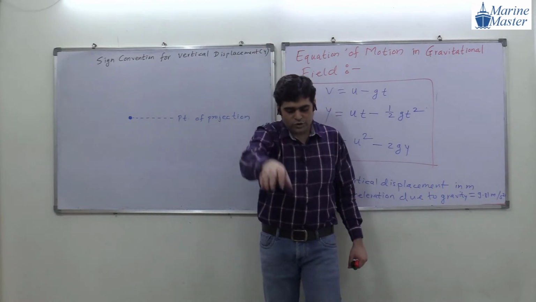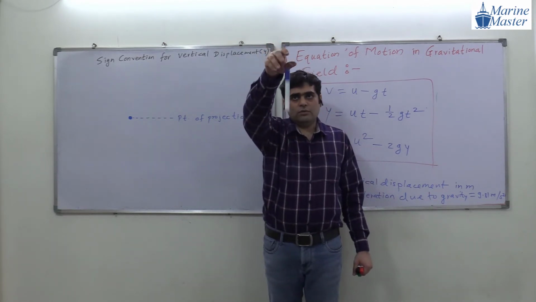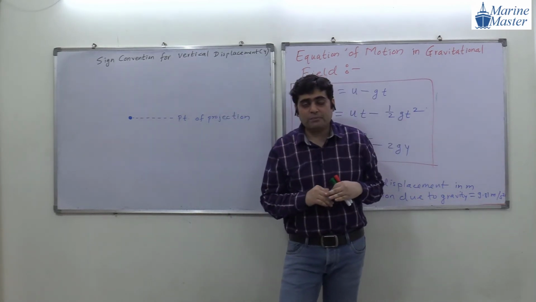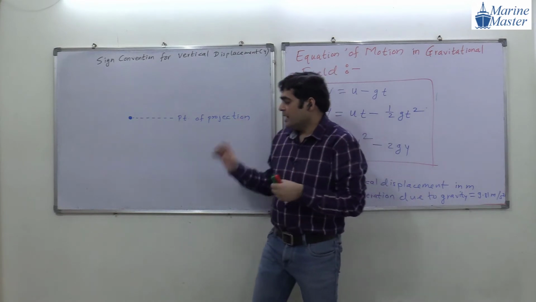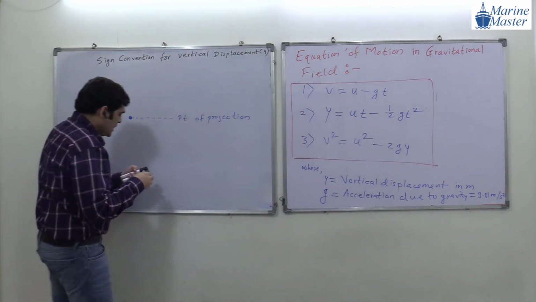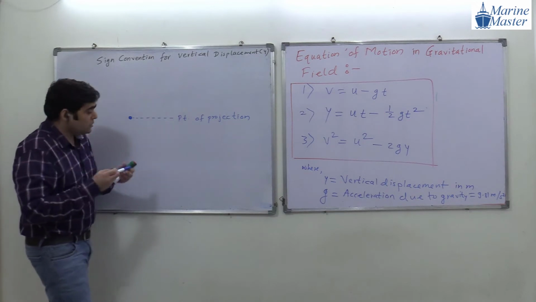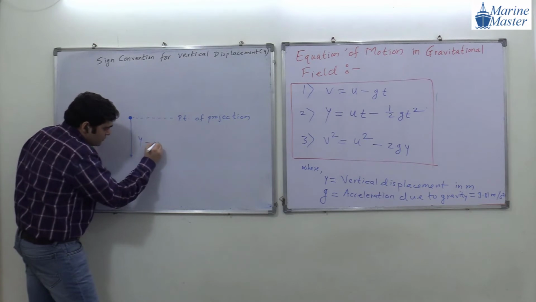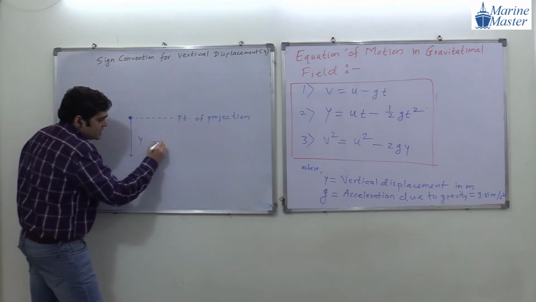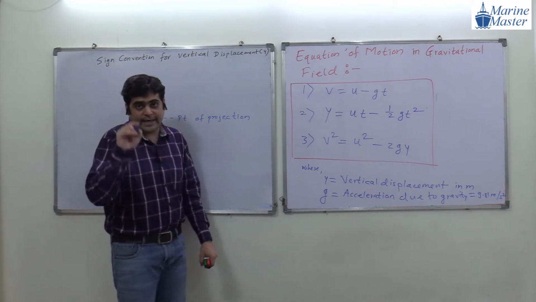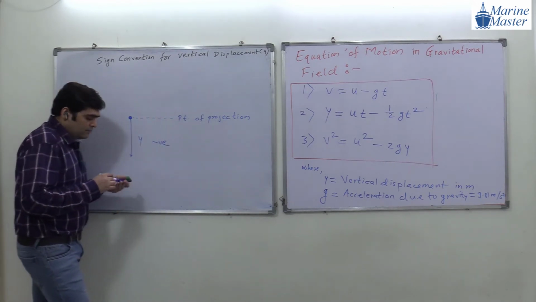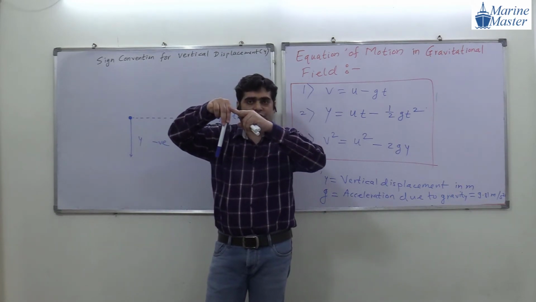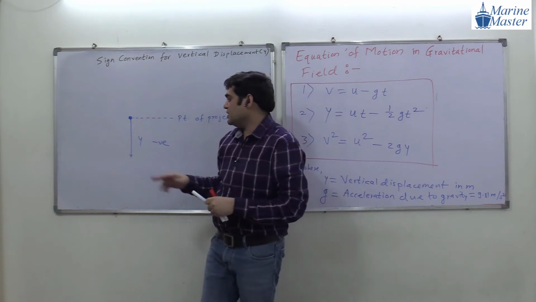Now this pen goes down. If the object is going down below the point of projection, then our Y will be what, guys? Negative. Vertical displacement will be negative. Try to see the scenario here. The object is below the point of projection, so Y will be negative.